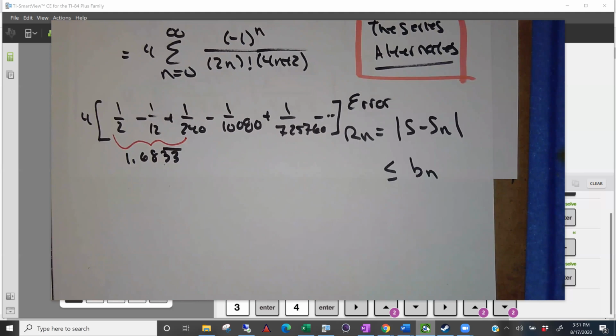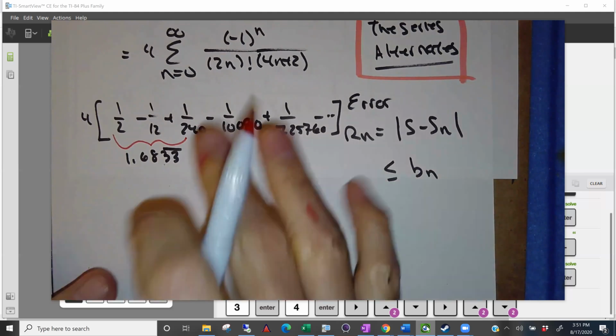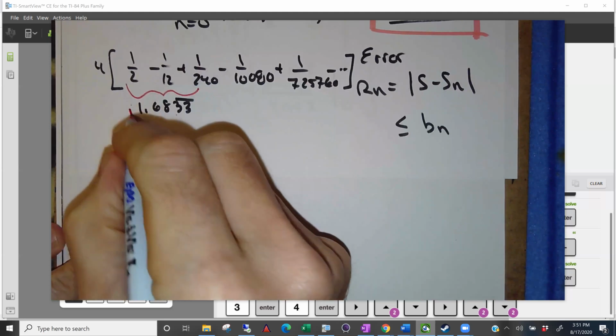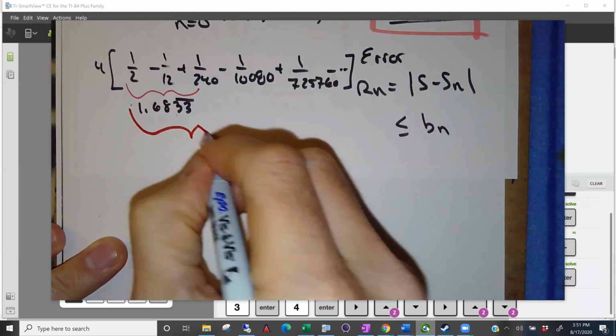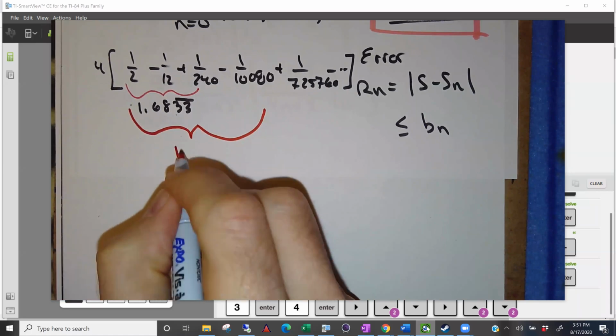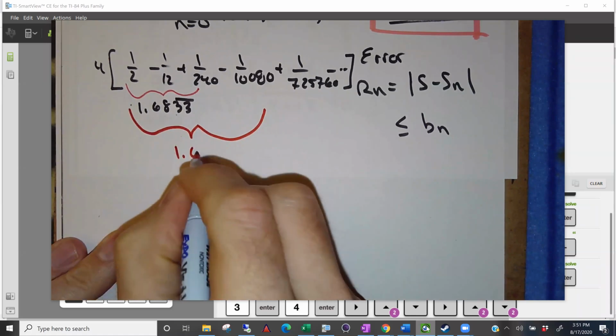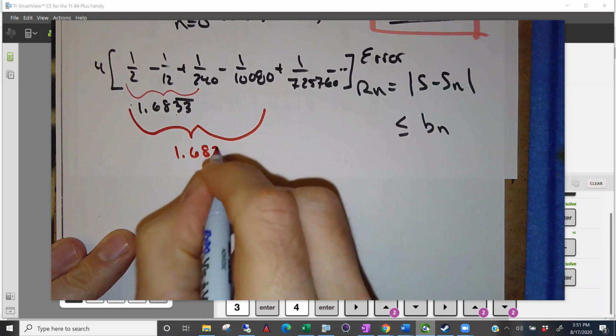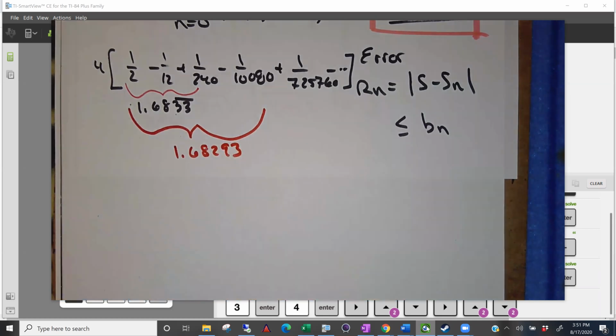If I use the first four terms, then I get even more accuracy. Then I get 1.68293. So with just four fractions, I'm getting some pretty good accuracy.